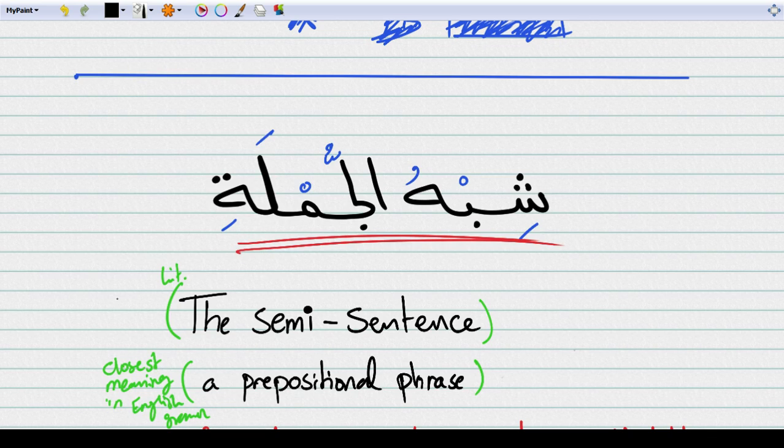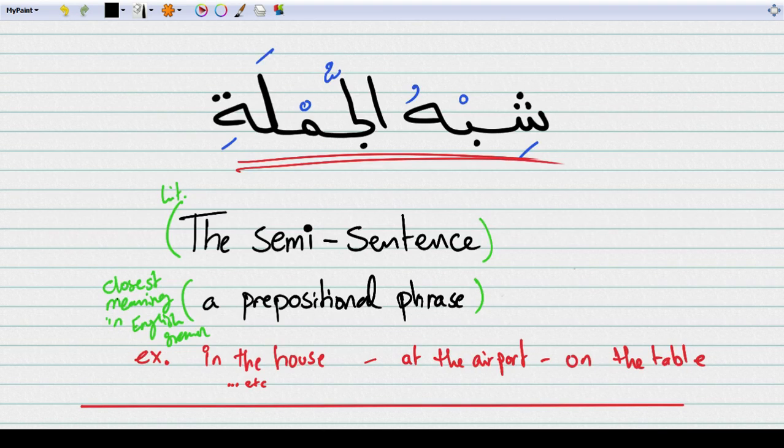شبه الجملة, the closest thing that I can find in English to describe this, is called a prepositional phrase. So like saying in the house, at the airport, on the table. شبه الجملة literally translates to the semi-sentence. What does that mean? It means that the sentence it creates is not complete in meaning, but kind of creates a sentence. So you just say in the house.